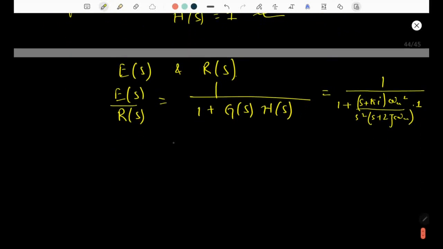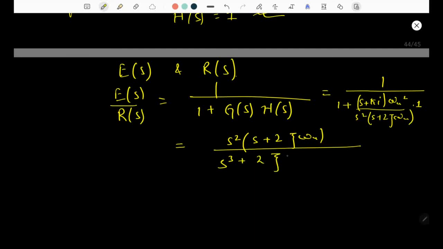Simplifying this, we will get s square into (s plus 2 zeta omega n) divided by s cube plus 2 zeta omega n s square plus omega n square s plus ki omega n square. Okay, from here, if we write E(s) over here and R(s) over here, and give any input, then we can easily get the output. So for the second order control system, in case of integral control action, the error is given by this equation.